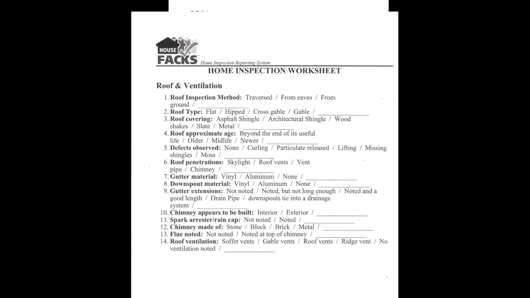So as you noticed, we inspected from the ground. So we would end up circling the ground. What type of roof were we looking at? Well, we had a gable and the porch is considered a cross gable. So what we actually have is a cross gable, and we're going to circle those.